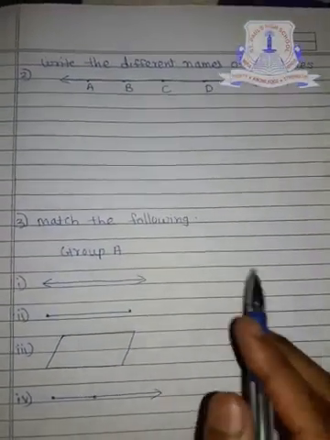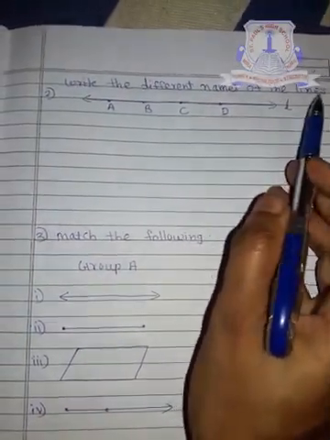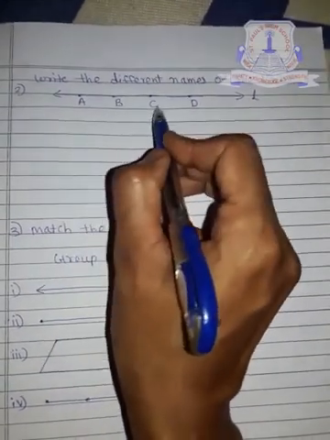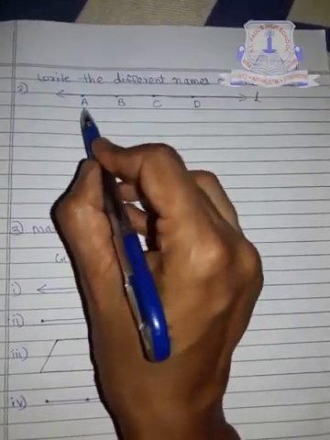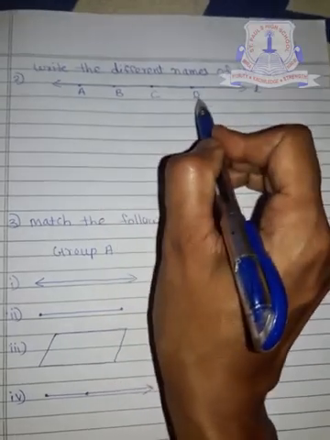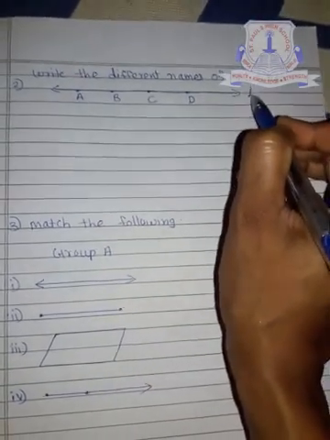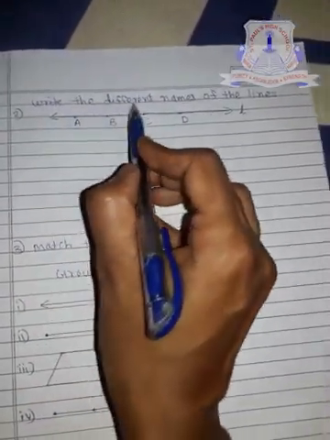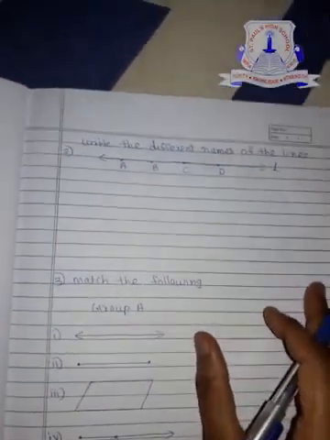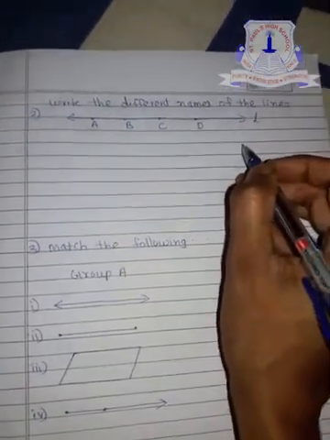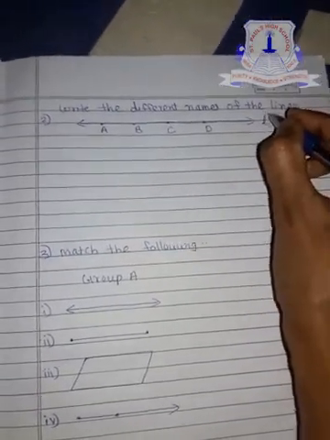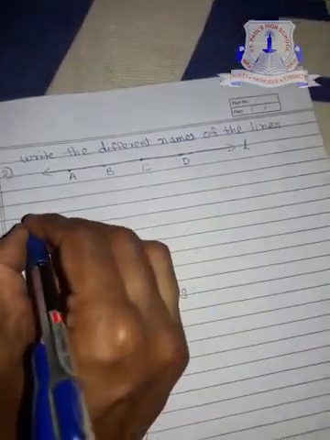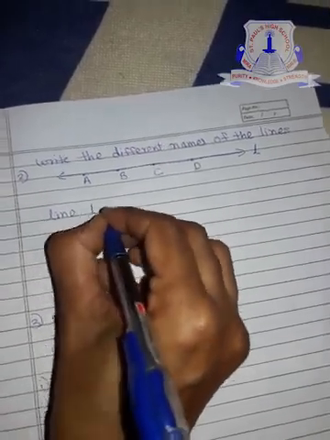Now the second question is, write the different names of the lines. One line is given to you, and there are different points shown by the alphabets: point A, point B, point C and point D, and lastly the small letter L. What is the question? Write the different names of the line. As I told you, you can name the line by a small letter of the alphabet. So here we are going to write first line L.